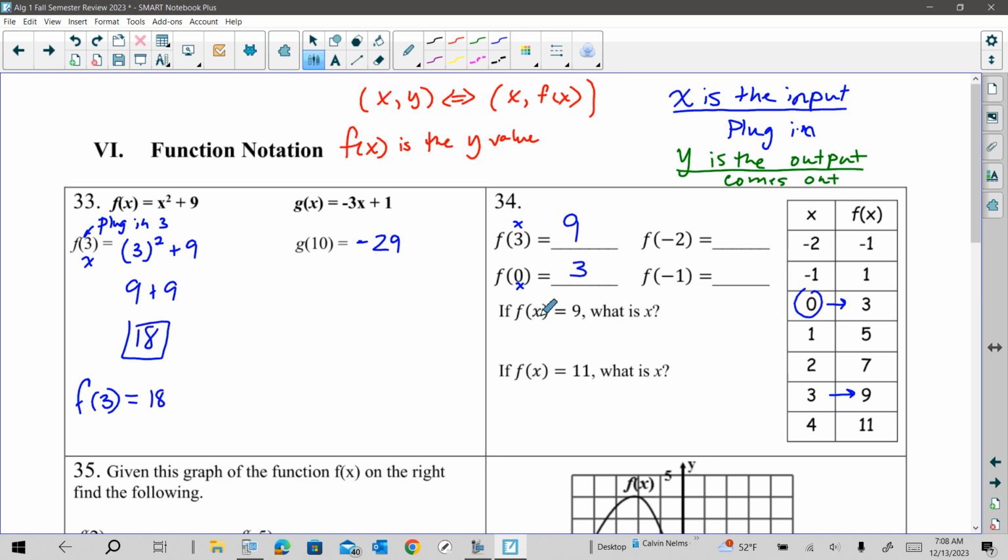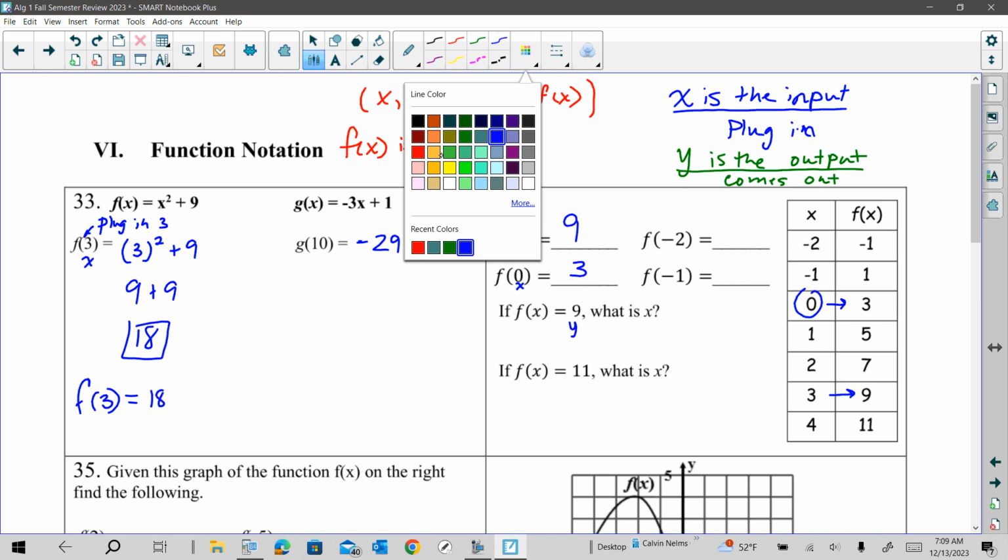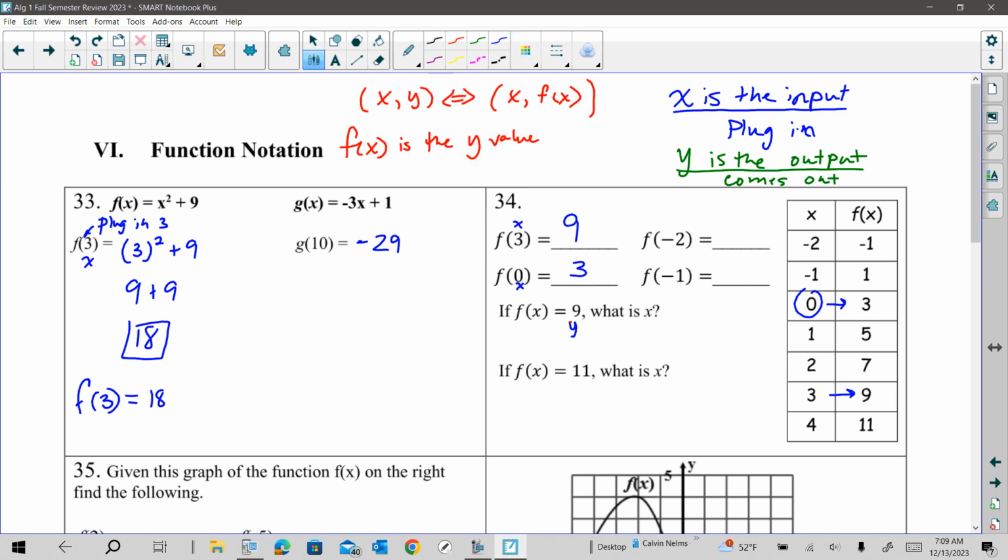Now, if f of x equals 9, they want to know what is the x. So this is a little bit backwards. This represents the f of x column, the y. So now we have to start, sorry, since this is the output, we start here, there's the 9, and then we work backwards. X would equal 3. Okay, try the next one.